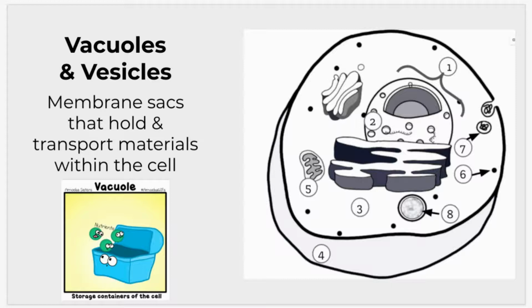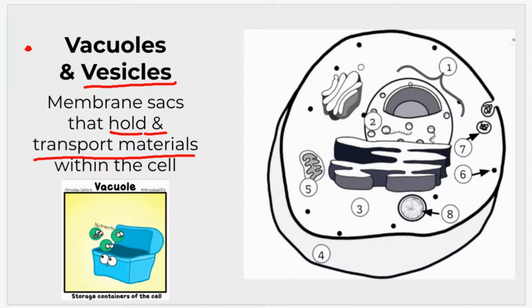The last organelle that all of our living things have in common are going to be vacuoles and vesicles, and we're just going to label this as vesicles. These hold and transport materials within the cell. Remember, we're just writing down that underlined part.